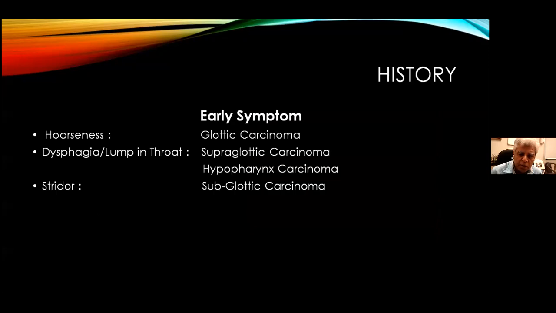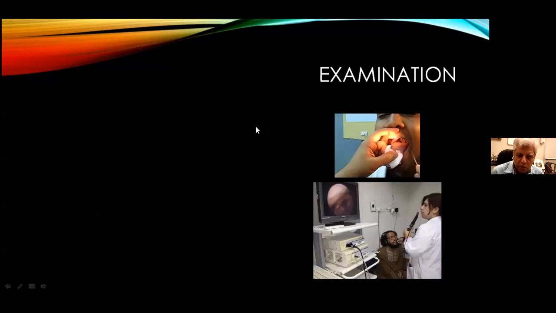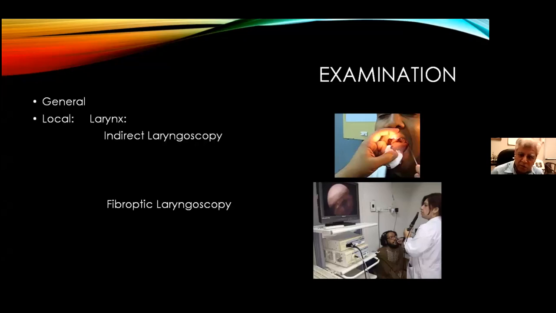So early symptoms in glottic carcinoma, again repeating myself, will be hoarseness. In supraglottic and hypopharyngeal carcinoma, it will be dysphagia and lump in the throat, and in subglottic, stridor. Remember, these are early symptoms. In later stages, all the above symptoms. Now, obviously, we examine the larynx with indirect laryngoscopy or a fiber optic laryngoscope, and you always do the general examination to see the nutritional status of the patient. If the patient is having dysphagia, obviously the patient will have difficulty in breathing and in swallowing, and if they are not swallowing, then they will have weight loss.